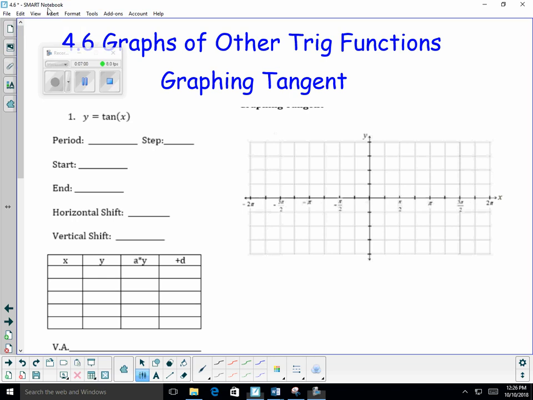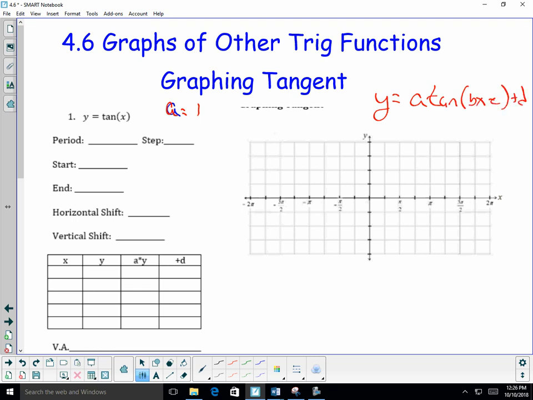So here we go. I have the tangent of x. This is just the parent function. So my a is going to be 1. Remember, if you forgot, it's y is equal to a trig function, so we'll use tangent this time, bx minus c plus d. So in this case, my a is 1, my b is 1, my c is 0, and my d is 0. So to find my period, I would take pi and divide it by 1, so I'm going to get pi. To find my step, I take this new period of pi and divide it by 4, so I'm going to have pi over 4.